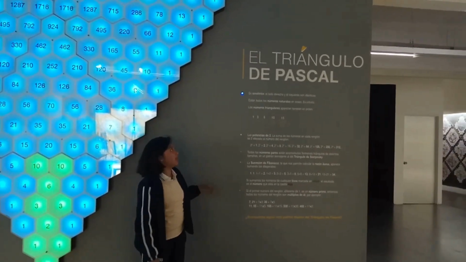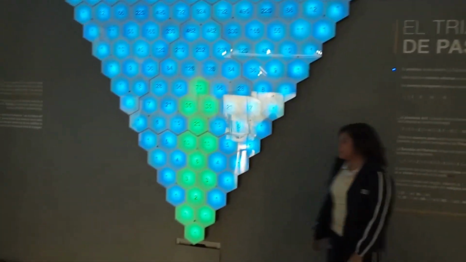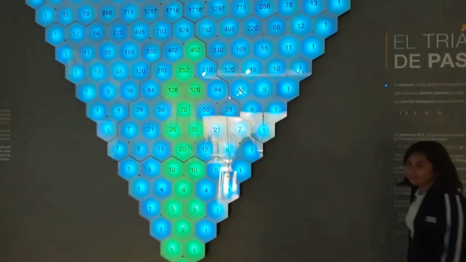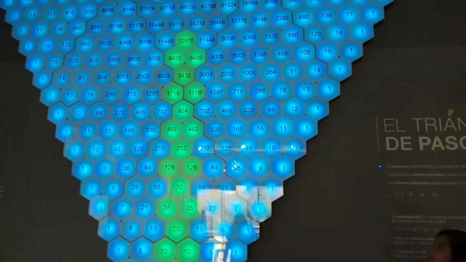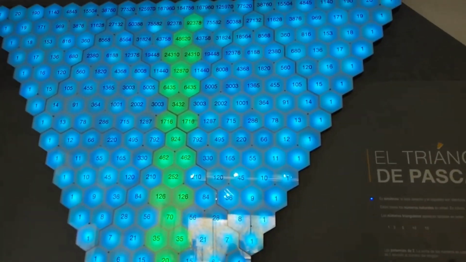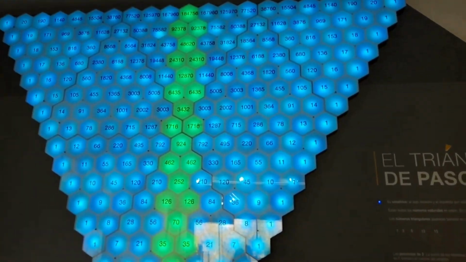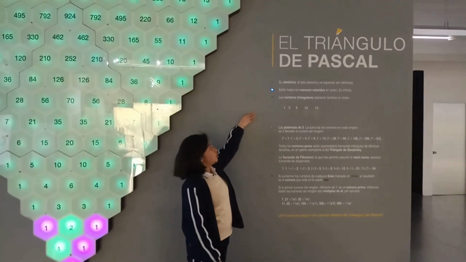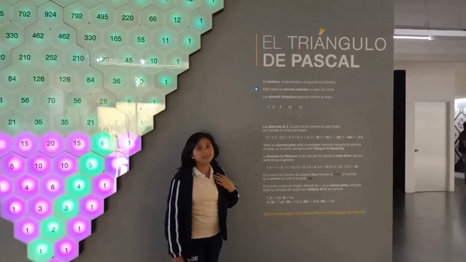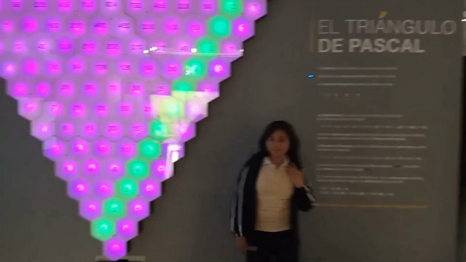In this part of the room, you will find the Pascal triangle, which is symmetrical. The right side and the left side are identical. The natural numbers are in order. The sum of the numbers of each line is 2 raised to the number of the line. Even numbers are arranged forming triangles of different sizes.